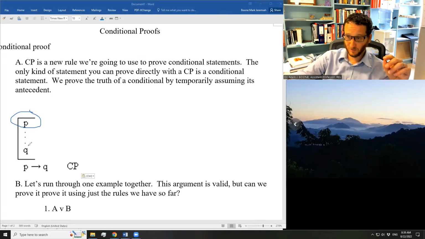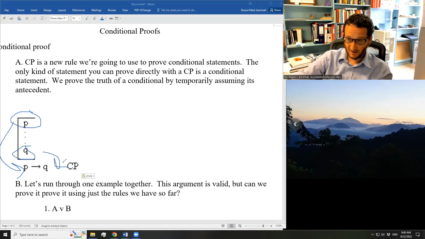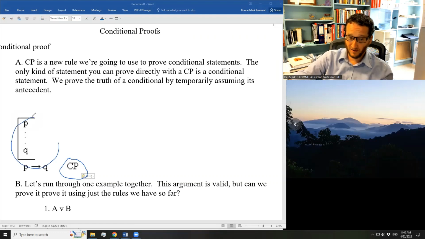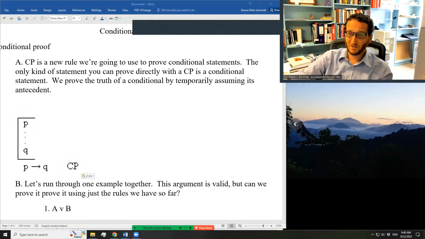We temporarily assume a thing, all hypothetically. What if this were true? And then we see what follows from it. And then when we get to the thing that follows from it that we need, we say, if that first thing, then that second thing follows. And then we say so, and we say we're citing the conditional proof rule on that whole exercise. So that's the generic form of the rule.